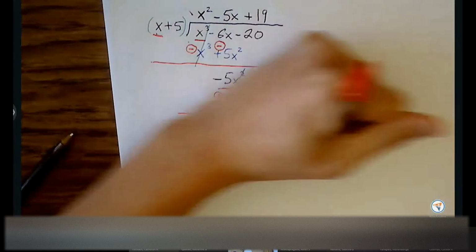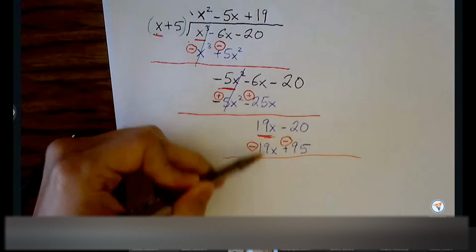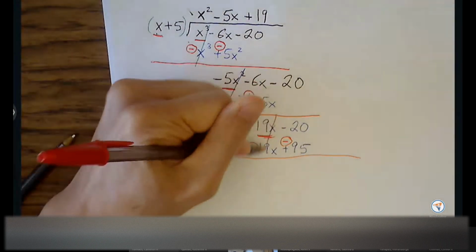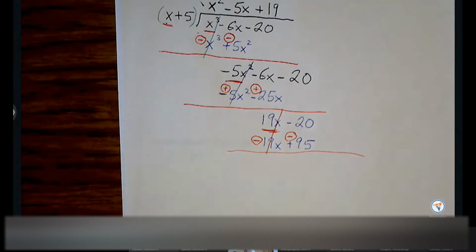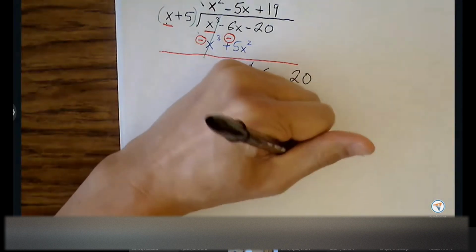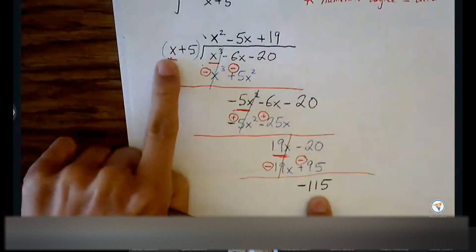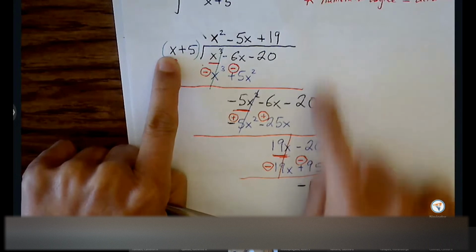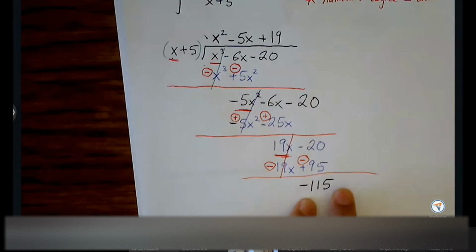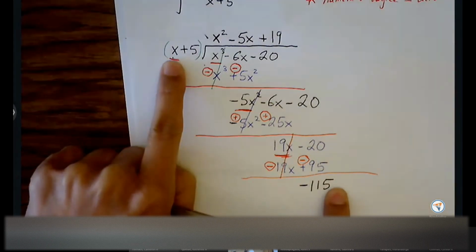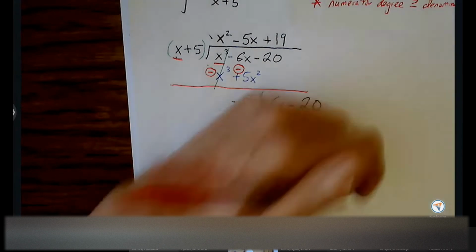Draw your line, change your signs. First term matches and goes away. Negative 20 minus 95, like terms. Negative 115. All right, back to our beginning here. x times what gives us negative 115? Can I go any further? Okay, so this degree is too low. It's below what our divisor is. We can't go any further. This is the leftover. And what do we call leftovers? The remainder.